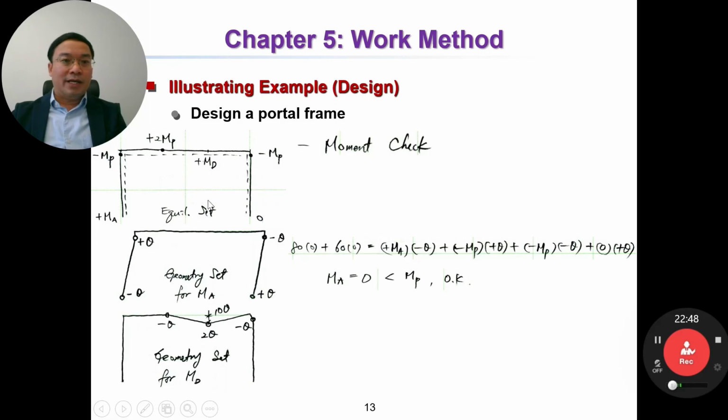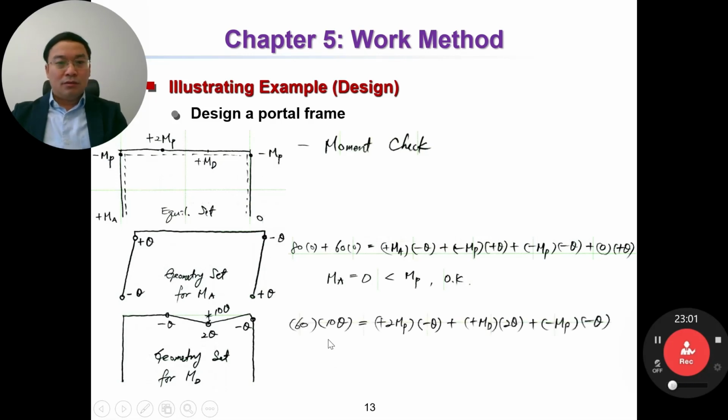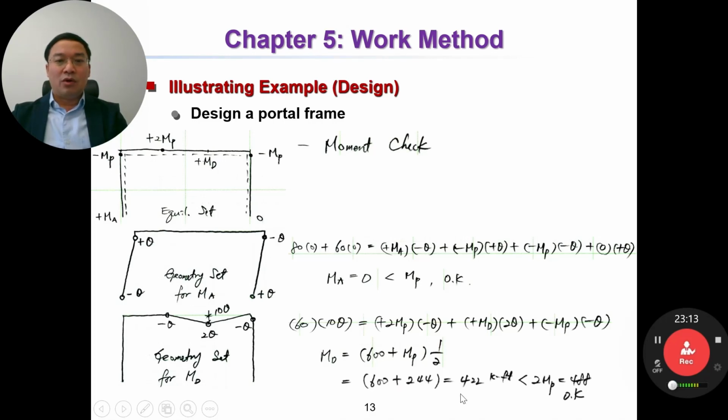For MD, we use this mechanism. Okay, or we use this displacement set. Then we write down the work equation like this. Then MD equal to this one or equal to this one. It is smaller than 2MP because it is a beam. Then it's okay. So MA equal to 0 and MD equal to this one, 422.